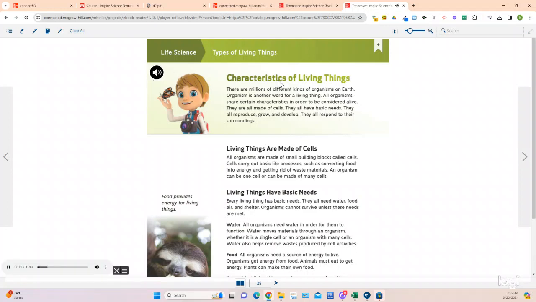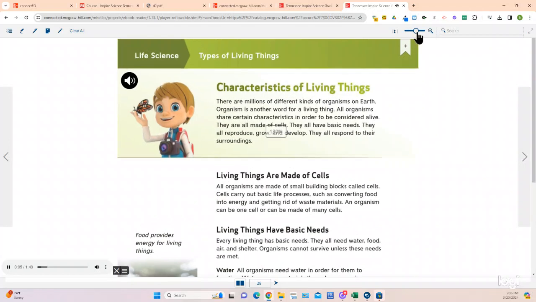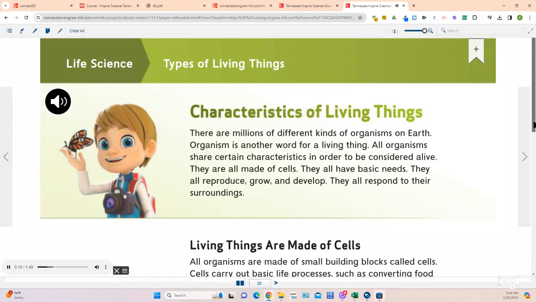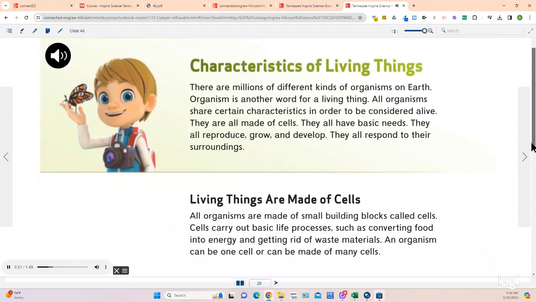Characteristics of living things. There are millions of different kinds of organisms on Earth. Organism is another word for a living thing. All organisms share certain characteristics in order to be considered alive. They are all made of cells. They all have basic needs. They all reproduce, grow, and develop. They all respond to their surroundings.